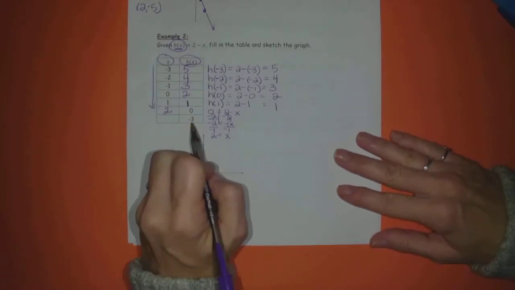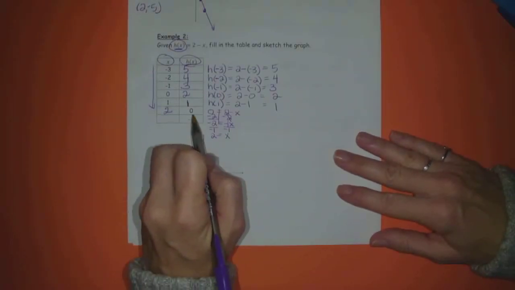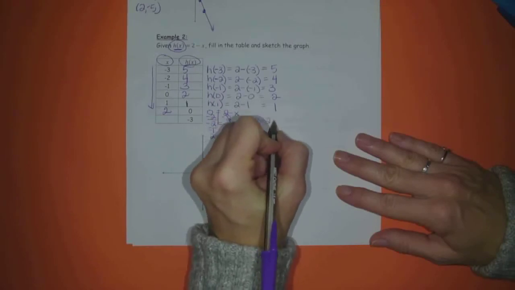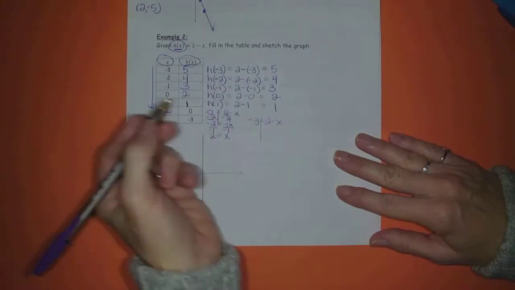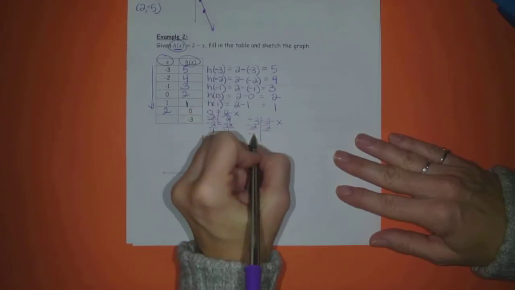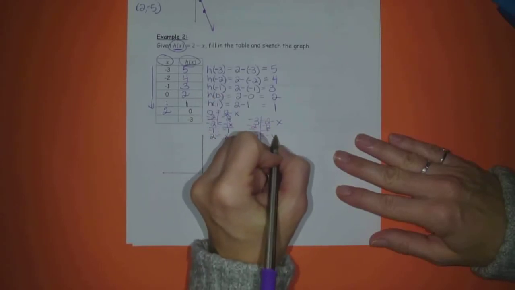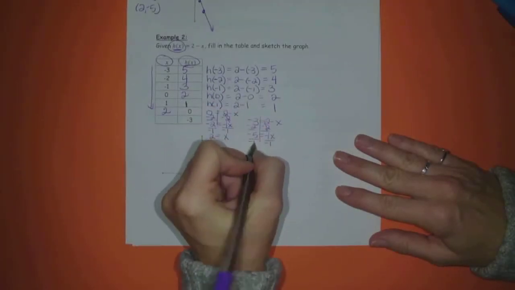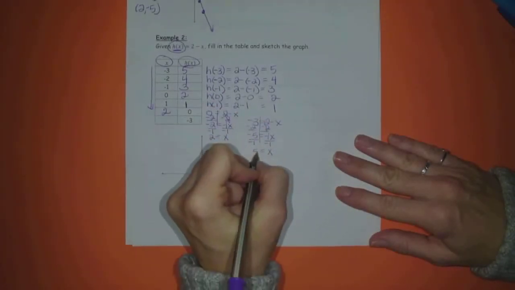And then the same thing for this guy. This time h of x is negative 3, so I'll do negative 3 equals 2 minus x. I'll subtract 2. So that gives me negative 5 equals negative x. And that's like negative 1x, so divide by negative 1 and I get positive 5.